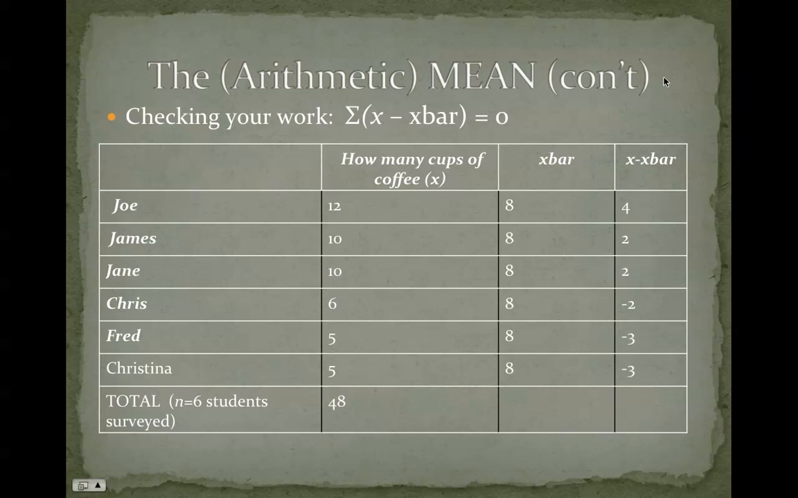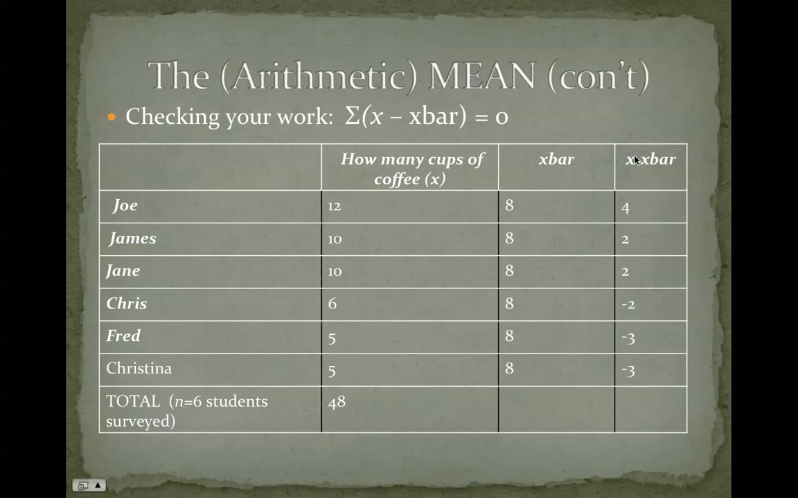And finally, there's a way to check your work. So here we have Joe, James, Jane, Chris, Fred, and Christina. Same data as before. Number of cups of coffee, X: 12, 10, 10, 6, 5, and 5, equals 48. We calculated earlier that the average number of cups of coffee was 8 across all these students. X bar is the average. It means the average, or the mean. So I've just added a column called X bar, and I enter 8, 8, 8, 8 all the way down.